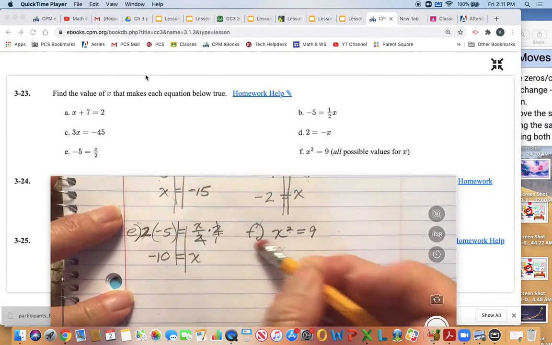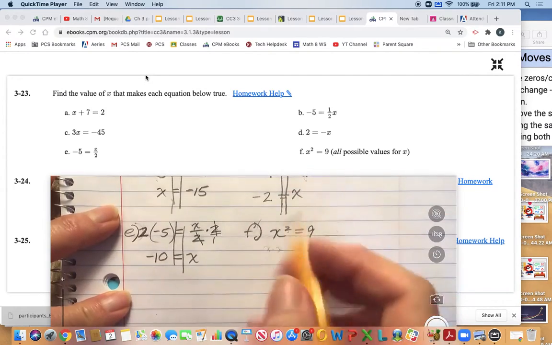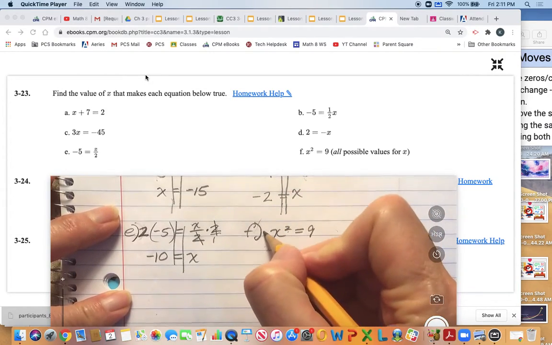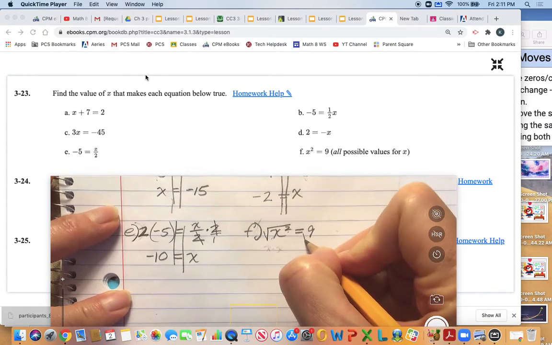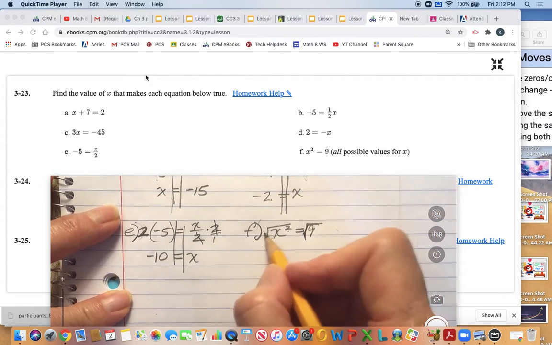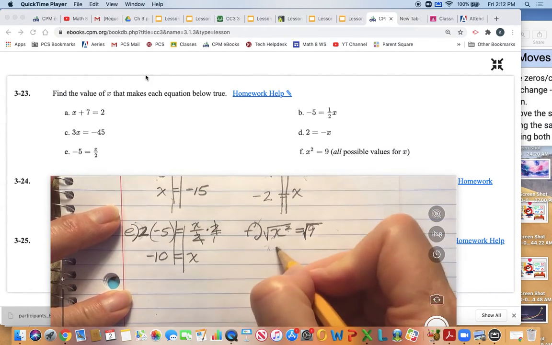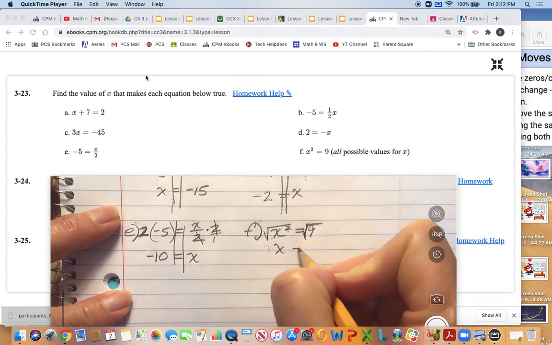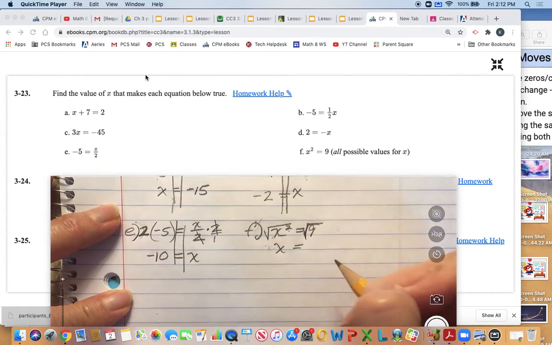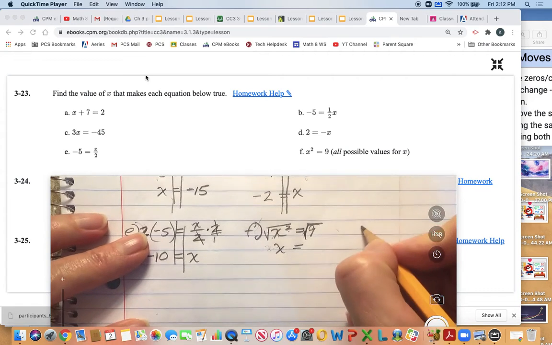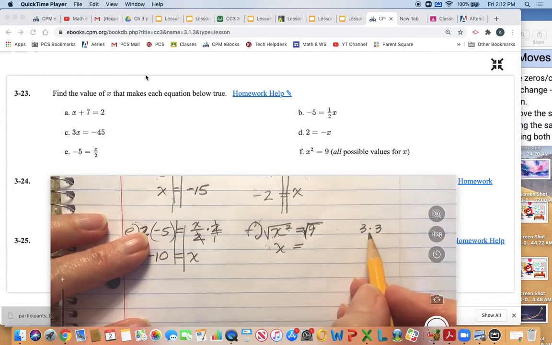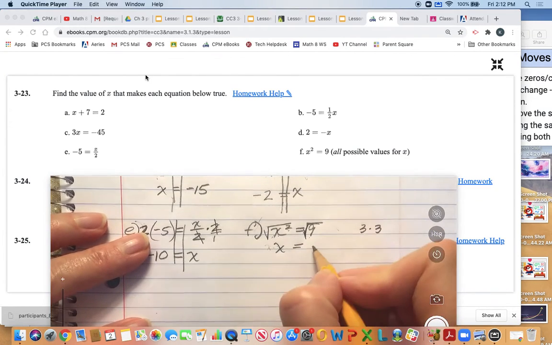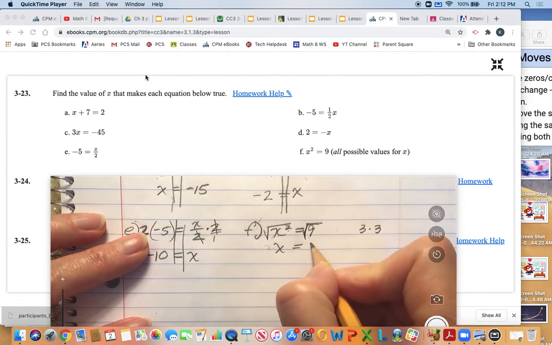But the way to get x, just one x, is by taking the square root of x squared. And we will also take the square root of 9, too. So if we take the square root of x squared, we just get x. And then if we find the square root of 9, we know that 3 times 3 is equal to 9. And so the square root of 9 is 3.